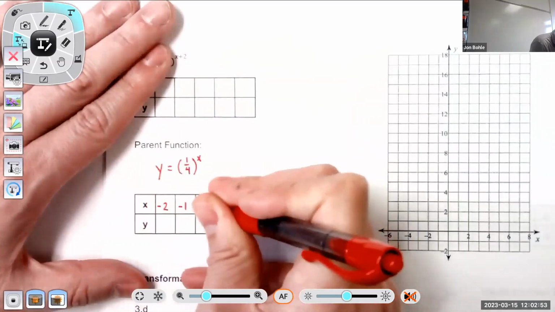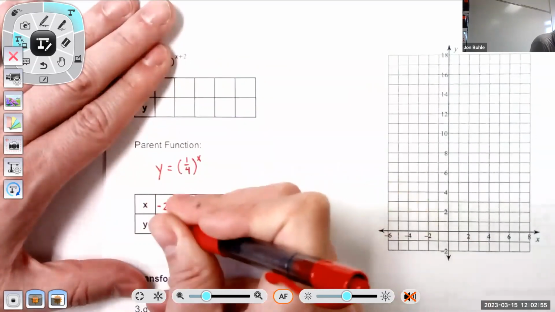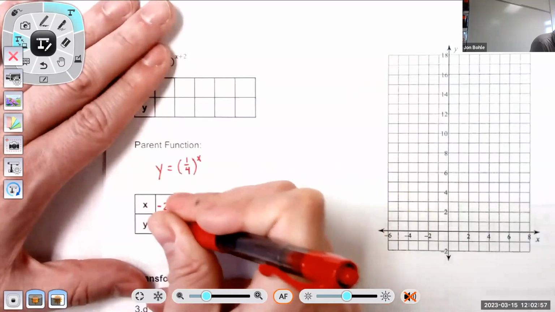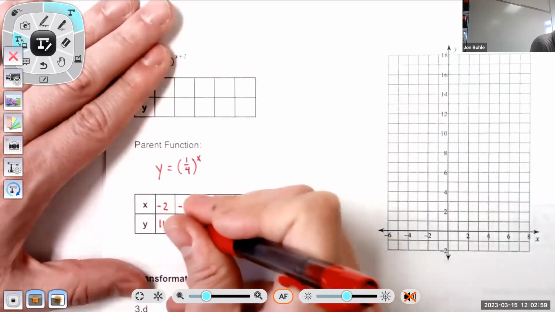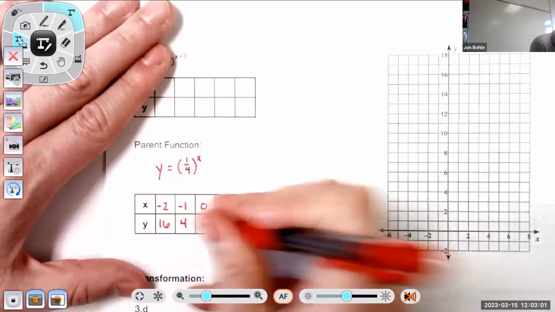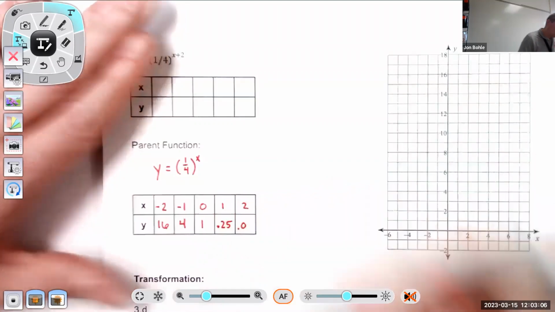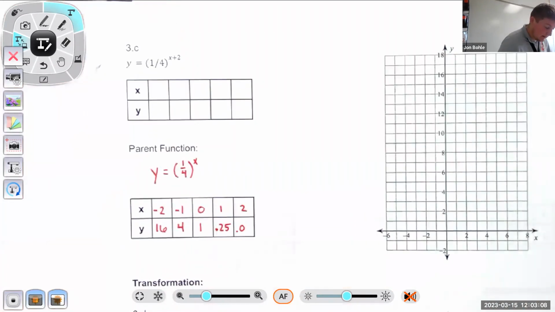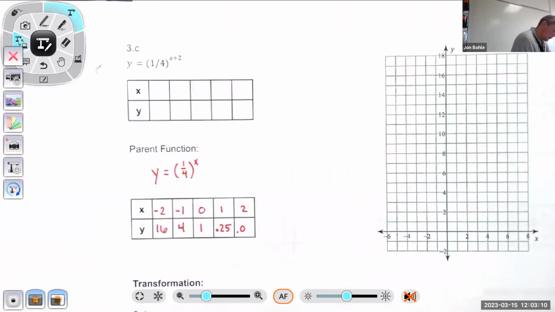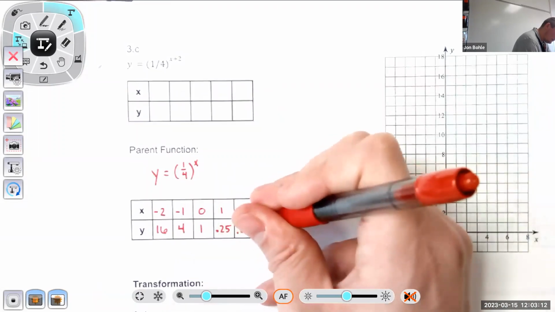Let's see if I can do it in my head. Oh, this will be 16. This will be 4. This will be 1. Yep. 625, 125 or 6.